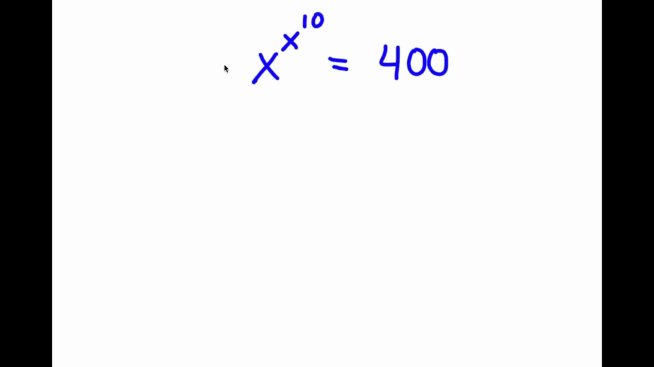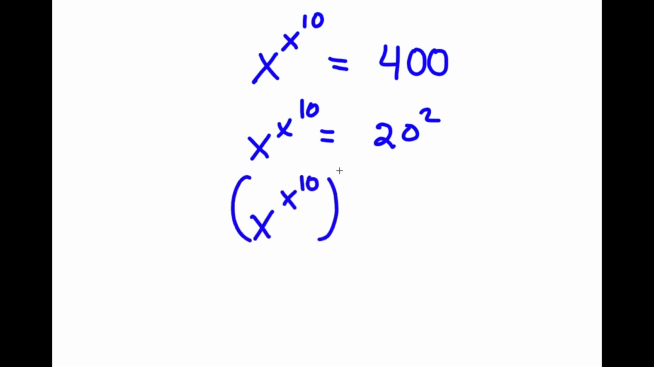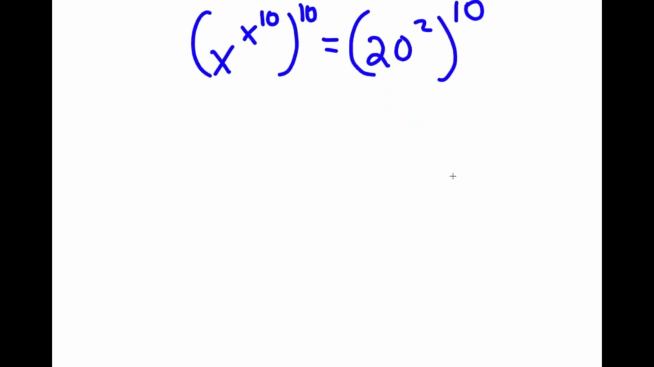Alright, so in this problem, I have x to the power of x to the power of 10 is equal to 400. So to start, actually, before that, I'm going to rewrite 400 as 20 squared. And now I'm going to take the power of 10 on both sides. So now I have x to the power of x to the power of 10 to the power of 10 is equal to 20 to the power of 2 to the power of 10.